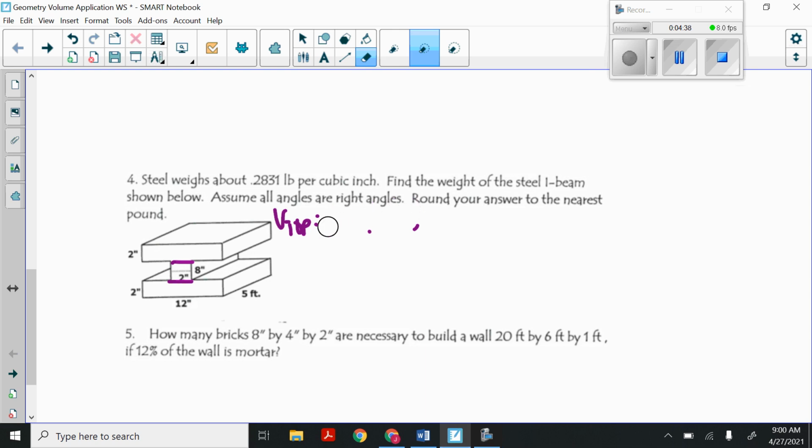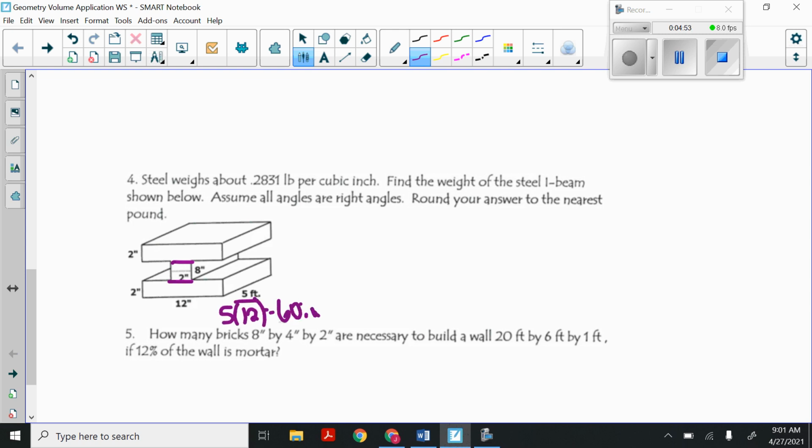Let's erase all of that. Because what did I not do? I did not check my units. Notice that these are all in inches. This one is in feet. So the very first thing I need to do is change this to feet. Or sorry, to inches. So 5 times 12 gets me 60 inches.